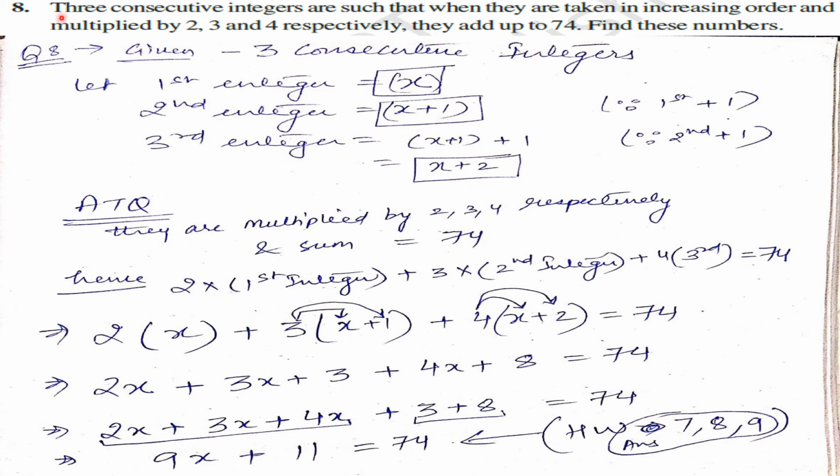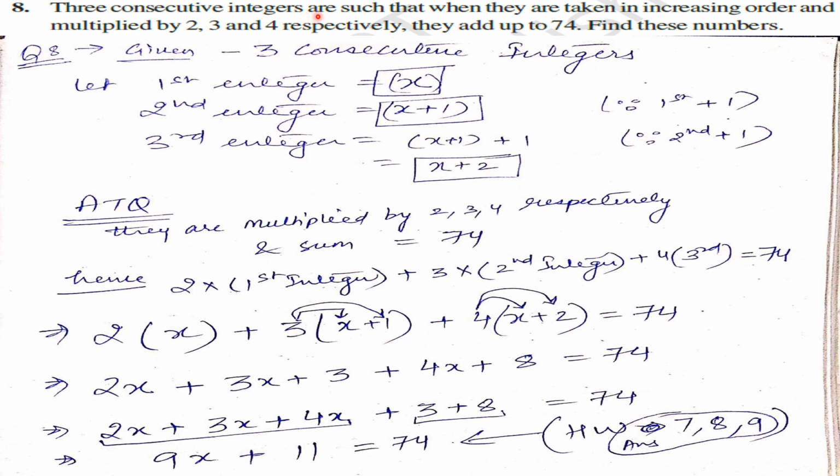Question number 8. Three consecutive integers are such that... this is the last question and a little bit tricky, very little bit tricky. Just a little attention and you can understand the question very easily. Again, we will try to find two statements. First statement for assumption part, second statement for equation part. Now see, there are three consecutive integers. Again, this will help us in the assumption part because they are consecutive integers and we all know if first is x, second is x plus 1 and third is x plus 2.